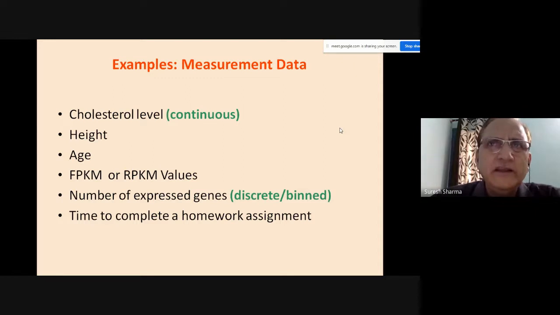Then height can take any value. It could be 157.5, 157.75. You can add third, fourth decimal depending upon the accuracy of your instrument. It could be 162.2 and so on. So it is capable of taking all values within a certain specified range. So this kind of data is basically called a continuous measurement data. So hopefully the difference between the discrete and continuous is clear to you.